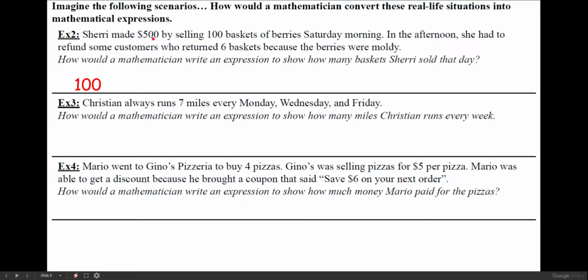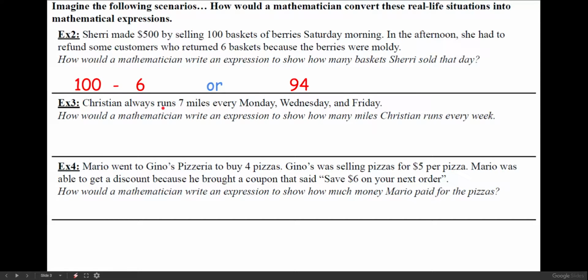She made $500 initially. So she sold 100, but what happened? Well, 6 were returned. So you would say 100 minus 6. And that's pretty much the end of the story. You could write your expression this way, or you can simplify it and say 94.